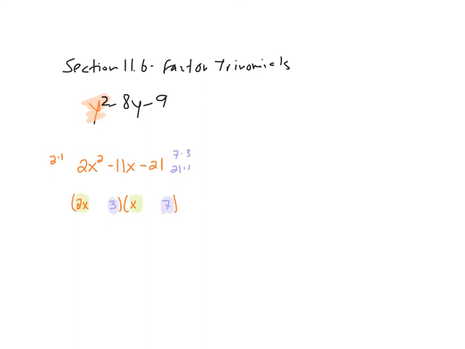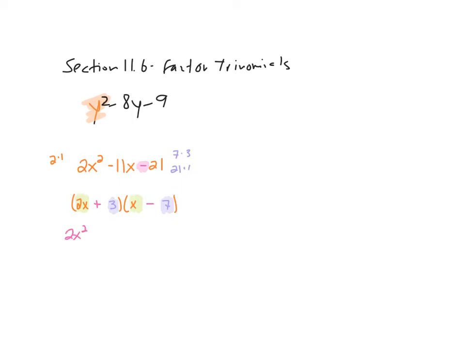Now, we did see yesterday with our signs that if the sign in front of our final term, our constant, is negative, the signs in my two binomials when I factor are going to be opposite. Now, we see here 2x times x, so that's 2x squared.